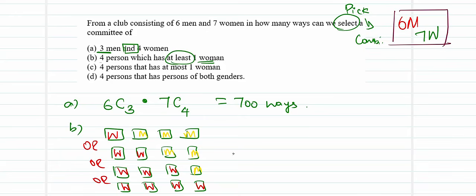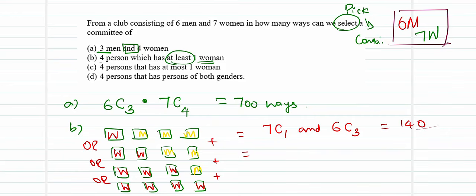So whenever I have an or, what will you have to do? You will have to add the data. So now coming to case 1 over here, when I have 1 woman. So 1 woman from 7 women, it is going to be 7C1. And you need the remaining 3 to be men from 6 men. So it is 6C3. So it is 7C1 into 6C3. So that is going to make it equal to 140.